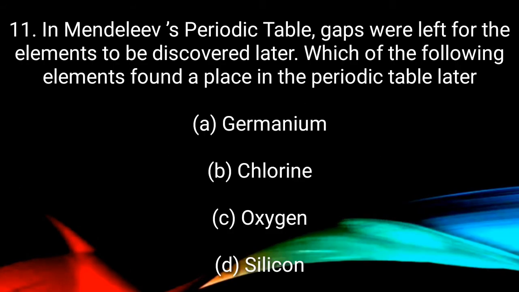In Mendeleev's periodic table, gaps were left for the elements to be discovered later. Which of the following elements found a place in the periodic table later? Option A: germanium. Option B: chlorine. Option C: oxygen. Option D: silicon.